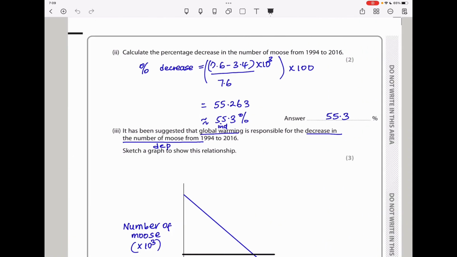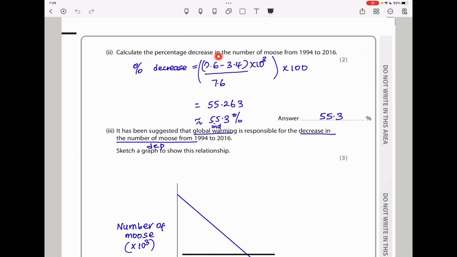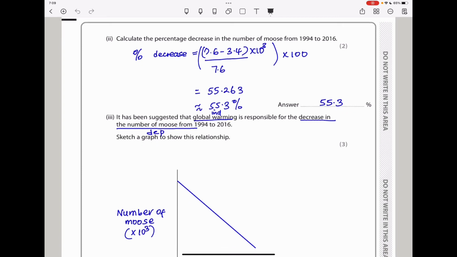Let's continue. They say calculate the percentage decrease in the number of moose from 1994 to 2016. Now, you remember I had 7.6 times 10 power 3 to 3.4 times 10 power 3. So I'm going to use this data and then divide by, remember they're asking us for percentage decrease, so it's going to be the change that has occurred, which is a decrease, divided by the original, times 100. So it gives us about 55.3% if you round off to 3 significant figures. And that is going to be the answer here.